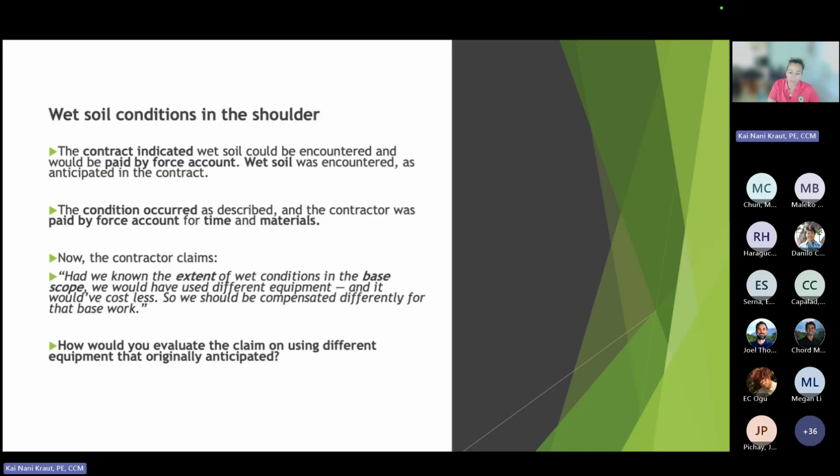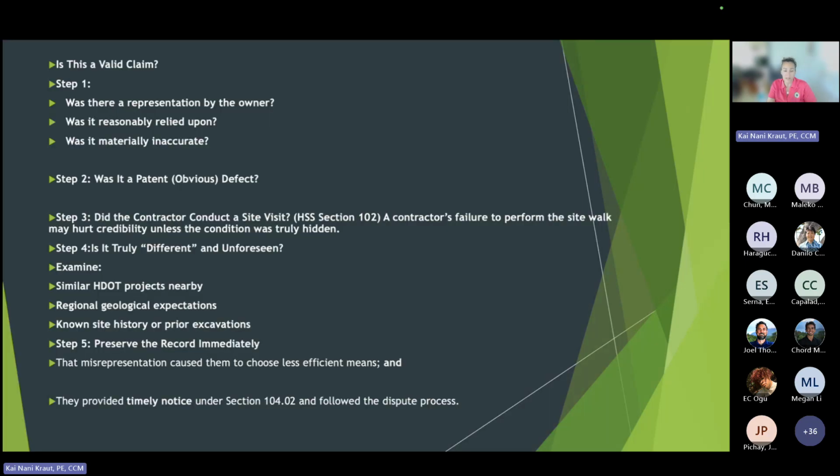How would you evaluate the claim using different equipment than originally anticipated? What information do you get as the owner as you're starting the project, your pre-construction submittals? How would you evaluate what equipment they were planning on using versus what equipment they did use? Put that in the chat, because I think that's important: how do we evaluate what was anticipated? Let me know if people are putting in the chat. We'll talk about it in a second.